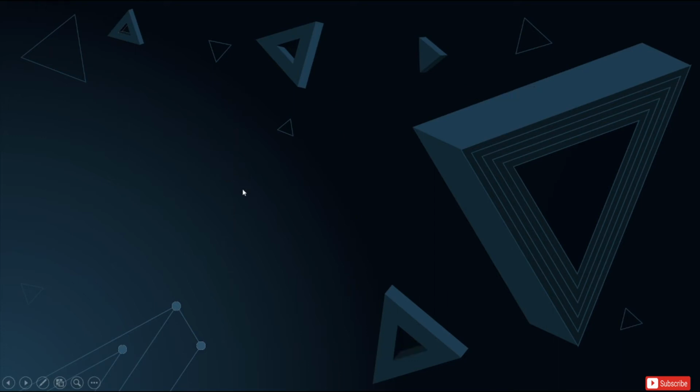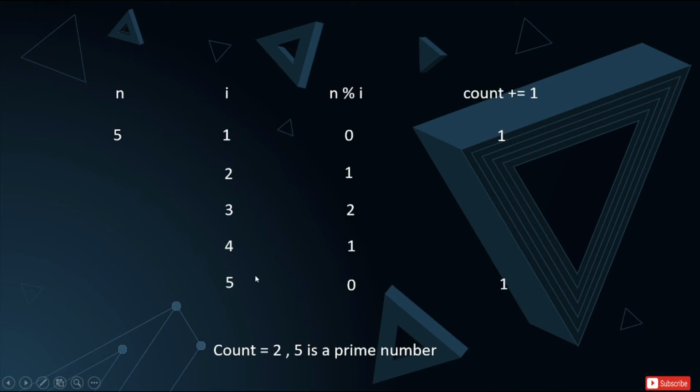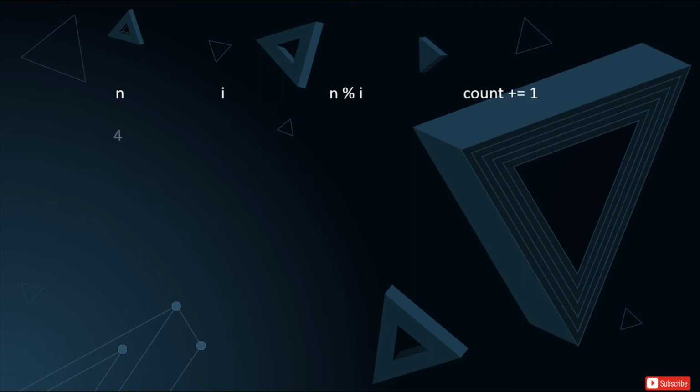For example, here n value is 5. From 1 to 5, we are checking whether each and every number divides it or not, and we are going to count it. So if the count is 2, the given number is prime. If the count is not 2, then the given number is not prime. If we consider a non-prime number, for example 4 is not a prime number.